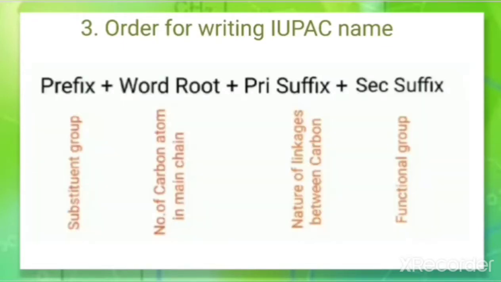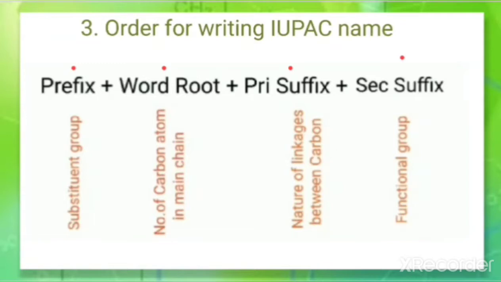Next is the order for writing the IUPAC name. What is the order of writing the IUPAC name? We have to follow a formula, that is prefix plus word root plus primary suffix plus secondary suffix. Now let us see what is this prefix.